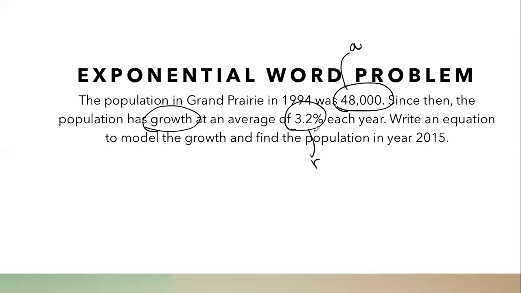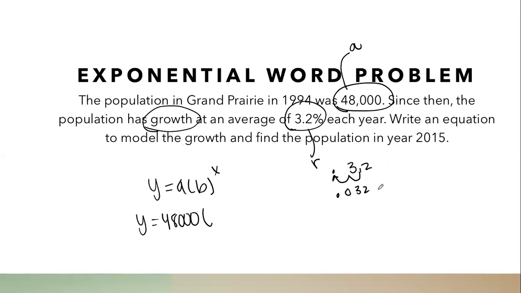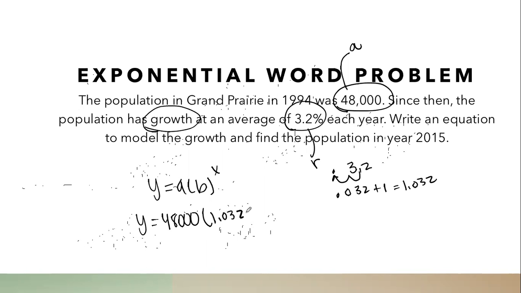Well, I need my b value to write the equation. y equals a times b to the power of x. We know the a value is 48,000. But how do I find the b value? If it's exponential growth, what do I do to this number? Perfect. Change it to decimal form. 3.2%, two places to the left, 0.032, and then add what? 1. So 1 plus 0.032 would be 1.032. So my equation has 1.032 to the power of x.